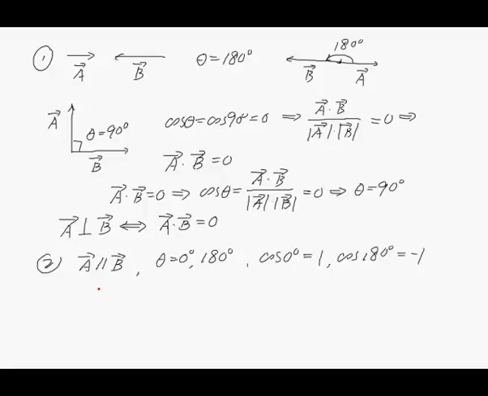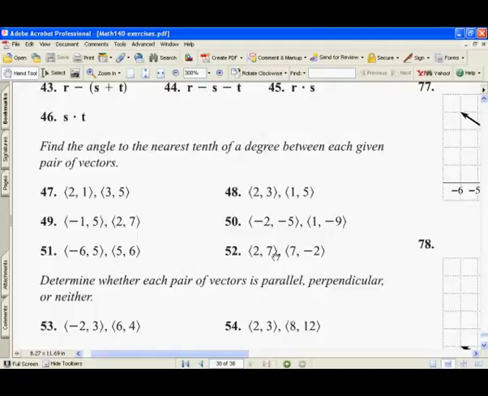So this just says A is parallel to vector B if and only if cosine theta is equal to either +1 or -1. And let's first look at problem 48, and we try to find the angle between these two vectors, and we'll go back to problem 54.